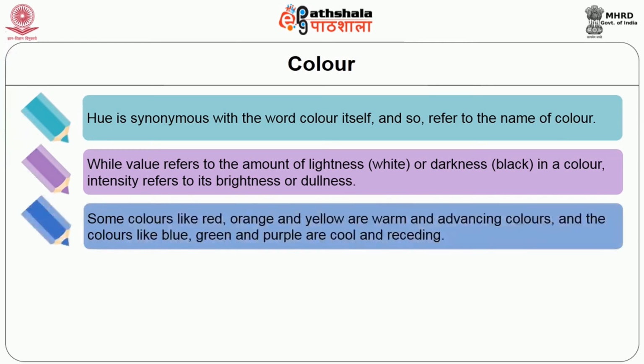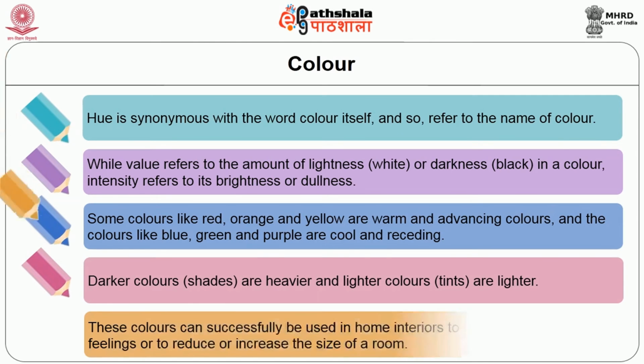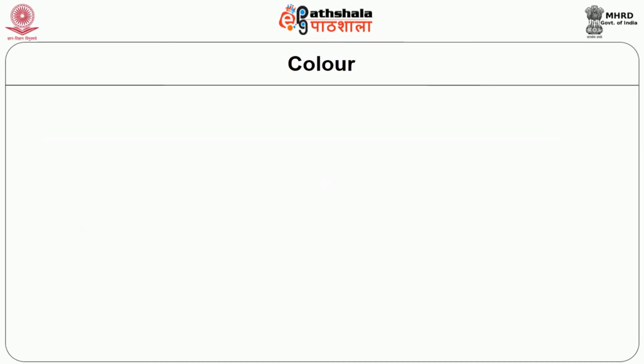Some colors like red, orange, yellow are warm and advancing colors, and colors like blue, green, purple are cool and receding colors. Darker color shades are heavier than the lighter ones, the tints of the color, which are actually lighter. So, these colors can successfully be used in home interiors to create warm or cool feelings, or to reduce or increase the size of the room. Colors can also create an emotional effect.